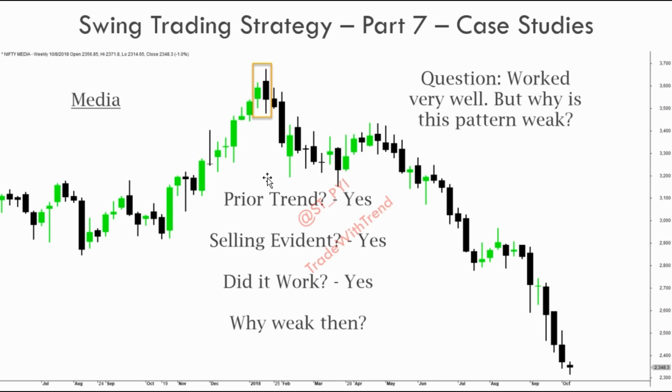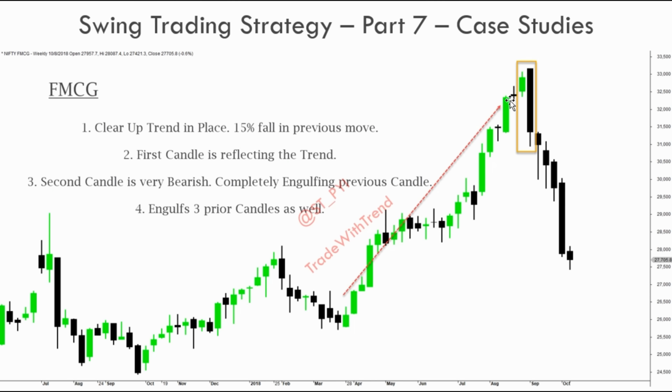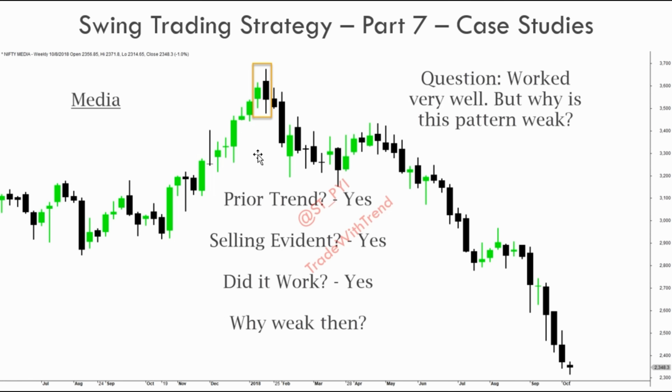Now just pause the video and think for some time about why I categorize this as a weak pattern. The criteria have been fulfilled, selling was evident, it has worked as well, but why is this weak? Based on whatever we have discussed in the previous slides, you should be able to answer this question now: why is this particular pattern weaker than something like the short sell example that we have seen before? So just pause it here and think why this is weak.